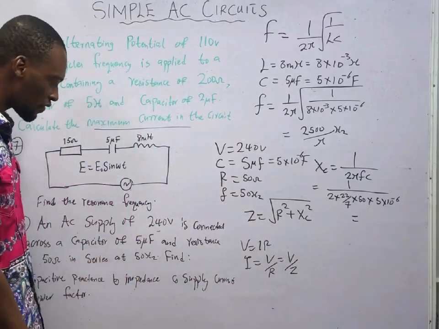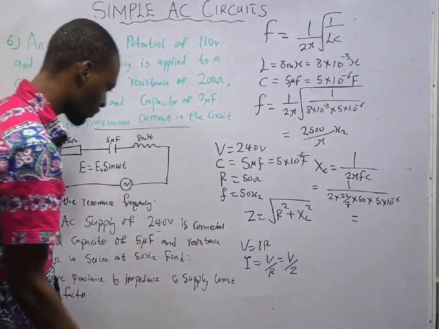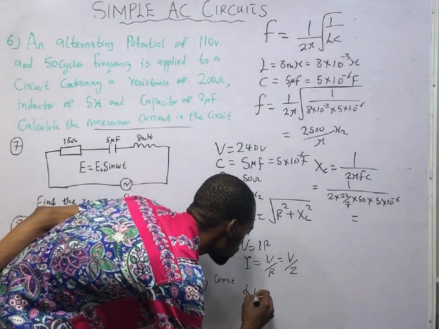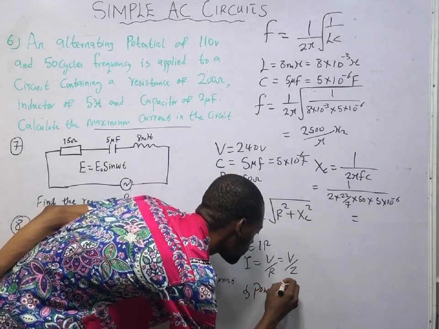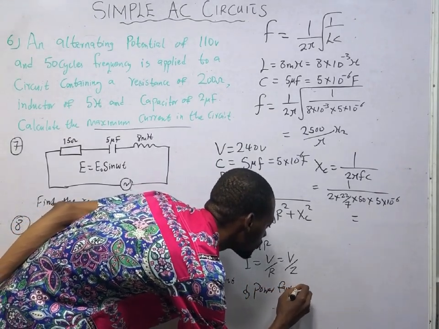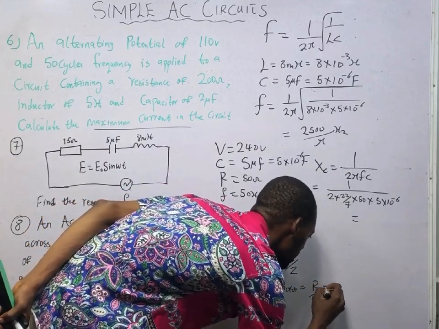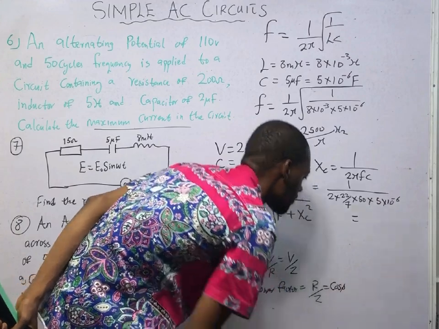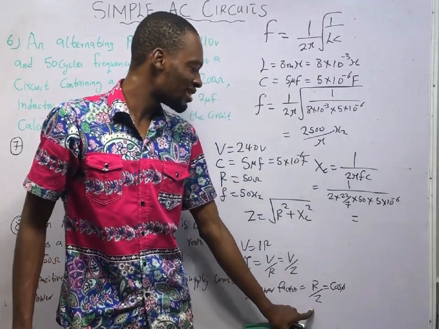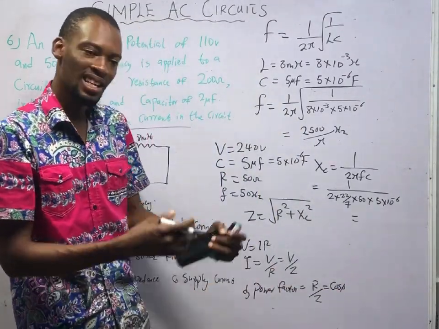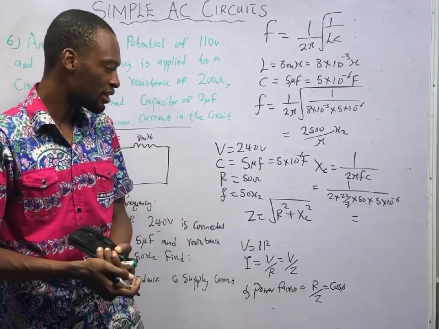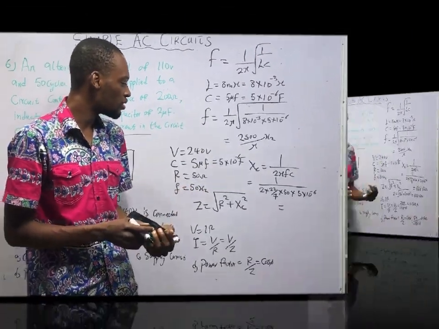The final question says, find the power factor. Power factor is equal to the resistance over the impedance, which is equal to cos phi. So resistance over impedance is the same thing as cos phi. Cos phi is adjacent over hypotenuse. So let's drop the values.